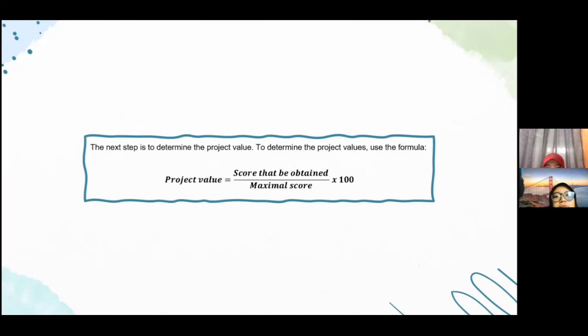The next step is to determine the project value. To determine the project value, use the formula: project value equals the score that we obtain over the maximal score, times 100.